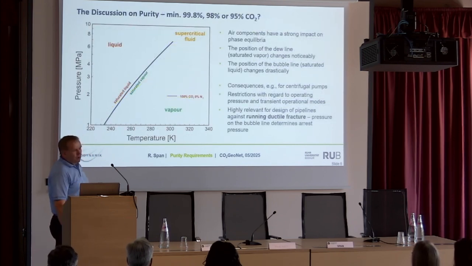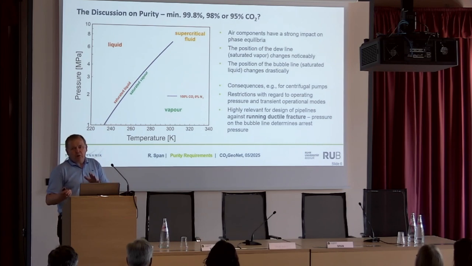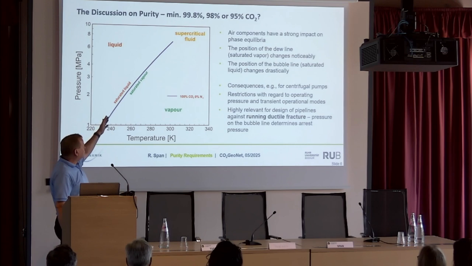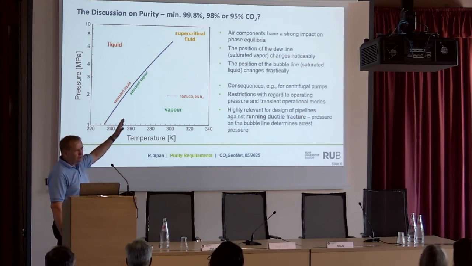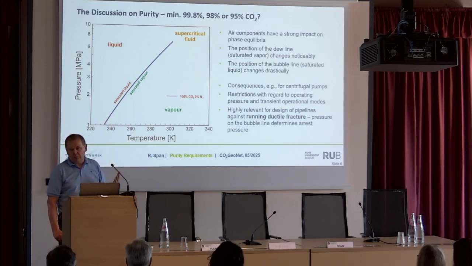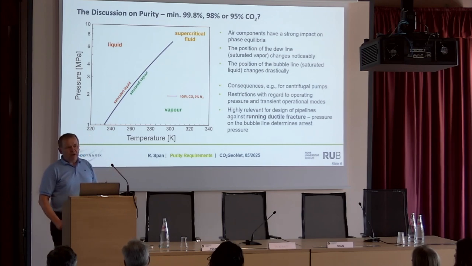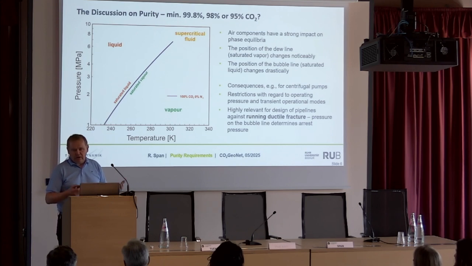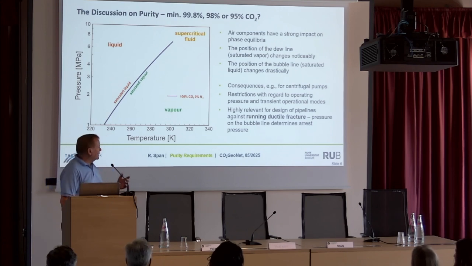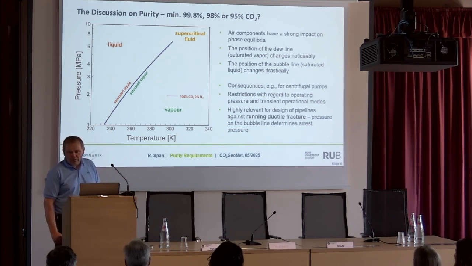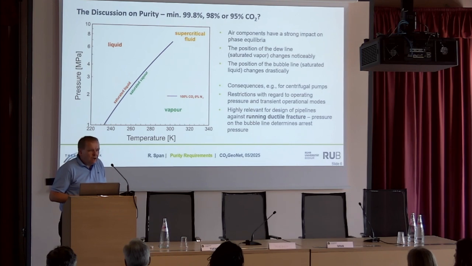Now, what are we talking about? There's first of all the discussion on purity. So people talk about 99.8%, 98% CO2, 95% CO2 as minimum purity. When we talk about these purity levels, the balance essentially are what we call non-condensables, and that's mostly nitrogen. So that's the balance between these 95% CO2 and 100%. Why do we care for nitrogen?